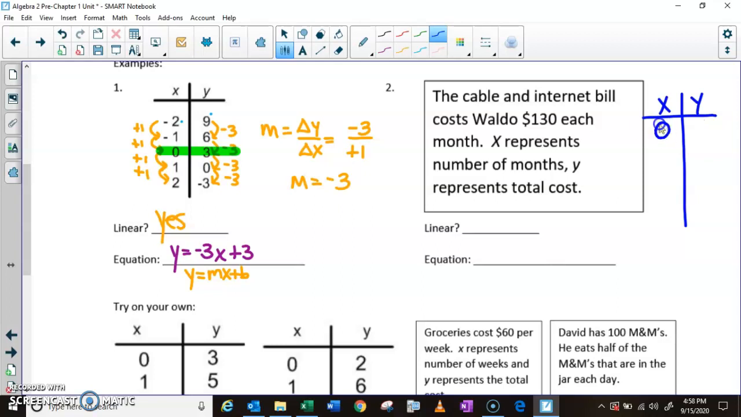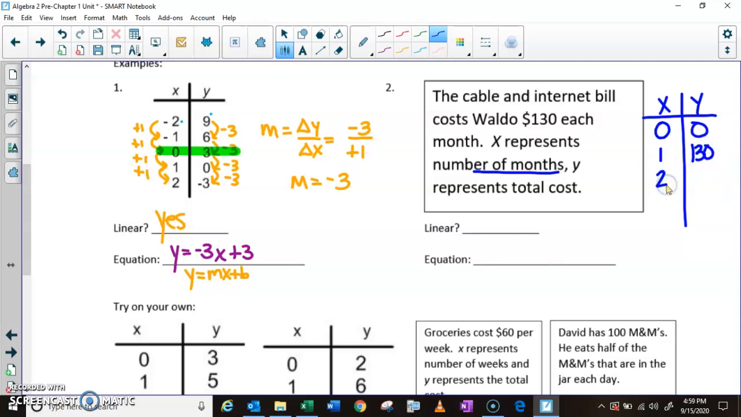Okay. We're going to let X be 0. So if X is the total months, we can't start with negative numbers because it can't have negative total months. Doesn't make sense. So at 0 months, how much is it going to cost? Well, at no months, it's not going to cost me any money. At 1 month, it's going to cost me $130. So it costs 1 month $130.